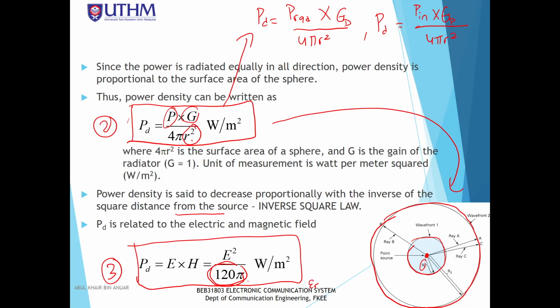slide kuliah yang lama, ada ditunjukkan macam mana 120 pi ini diperoleh. Okay, so if you want, you can Google about this, about E square over 120 pi. How we get the 120 pi, this is related to the dielectric constant of the free space. So you're going to get the 120 pi. So I can say that this is the third equation. So E square over 120 pi.